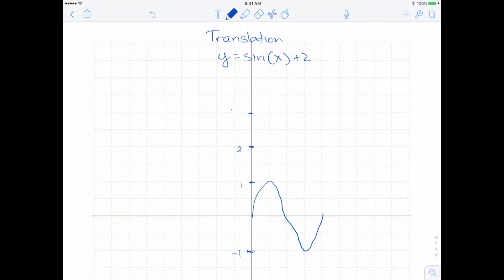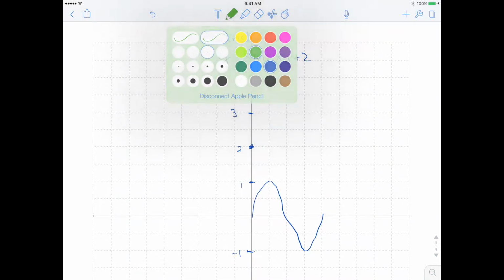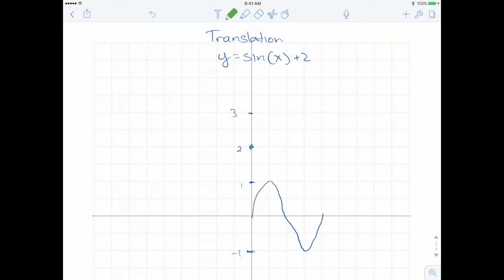Here's 2, here's 3. So the origin gets mapped up here. We'll do this in a different color, in green. It's mapped up here. This high point gets mapped up here. Then we're going to go down. The low point is here. And go back up.